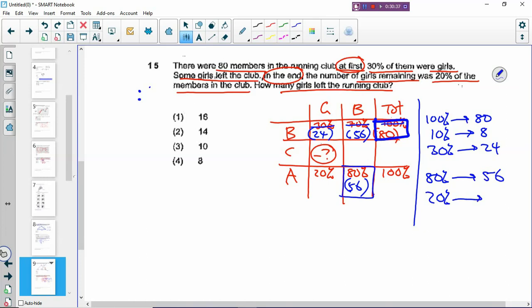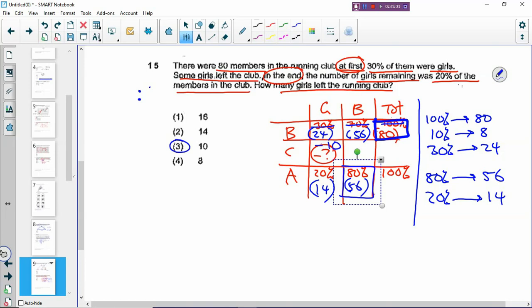Again, I don't have to find 1%, you jump, right? There's a shortcut called jumping. So you divide by 4. 80 divided by 4 is 20, and then 56 divided by 4, you get 14. So you have 14 girls in the end, right? And then now, can you find how many girls left the club? 24 minus 14, so you must have 10 girls who left the club. So the answer is number 3.